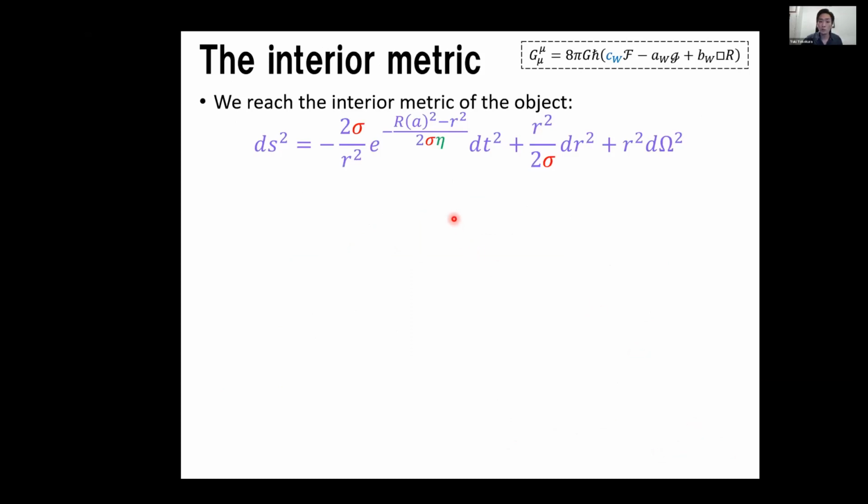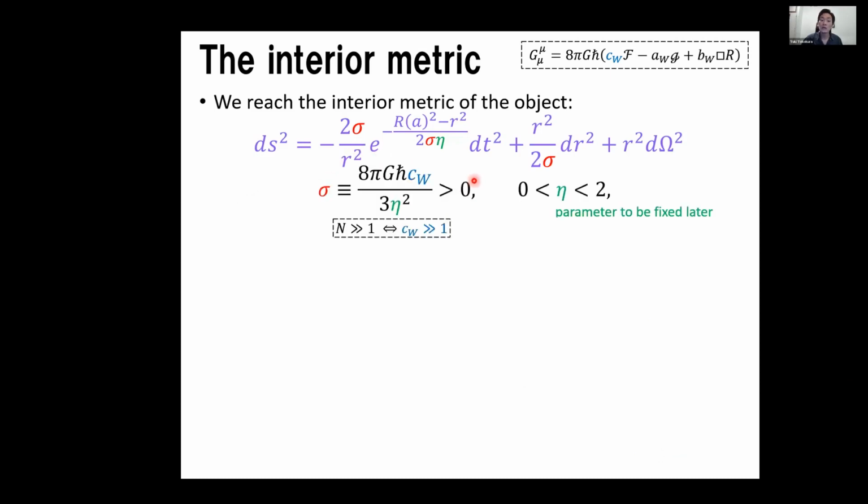For n equal 2, the interior metric can be written in this way. This metric has two parameters. One is sigma and the other is eta. Sigma is explicitly given by this one. CW is, of course, this CW, but eta is an undetermined parameter. The value will be fixed later.